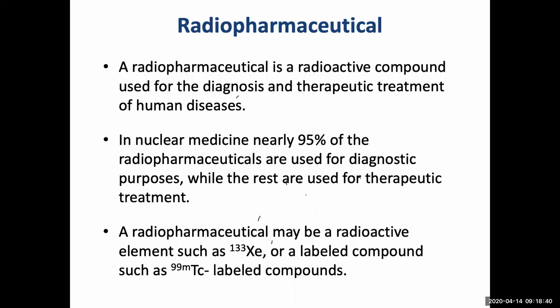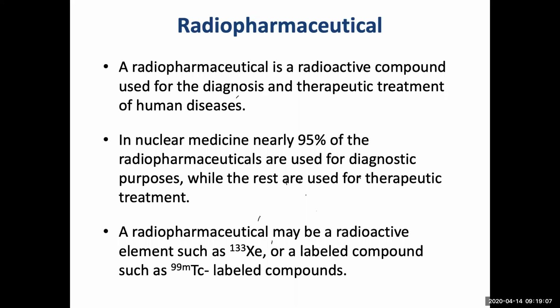A radiopharmaceutical is a radioactive compound used for the diagnosis and therapeutic treatment of human diseases. In nuclear medicine, almost 95% of radiopharmaceuticals used are for diagnostic purposes. The other 5% is for therapeutic treatment, like iodine-131, lutetium-177, and yttrium-90, which are also included in nuclear medicine.